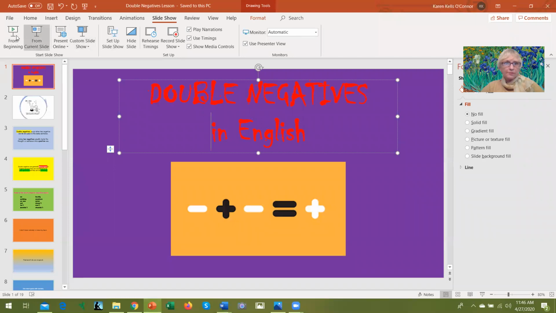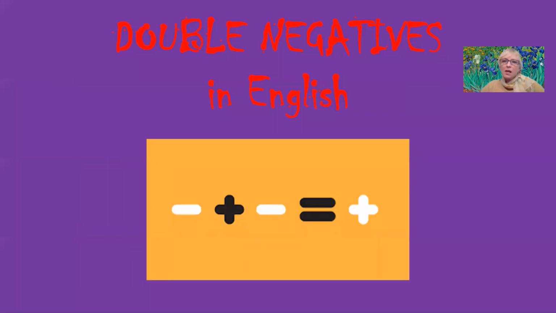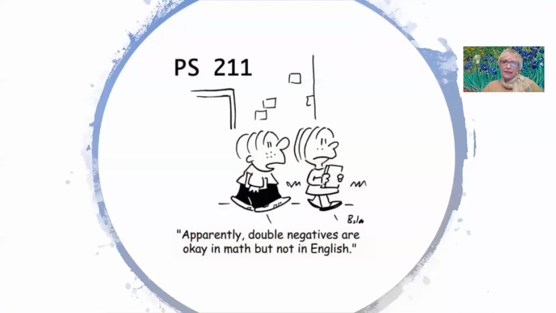And here it is. Okay, so double negatives in English, because as you know, in math, two negatives equal a positive. And it's totally fine in math, but not in English. Here's something that exemplifies that.